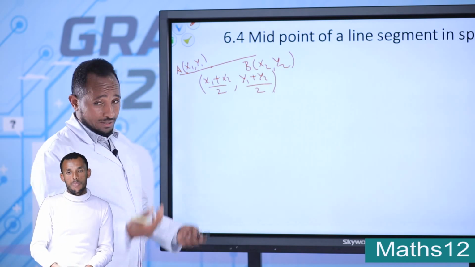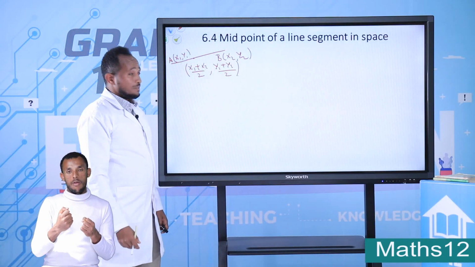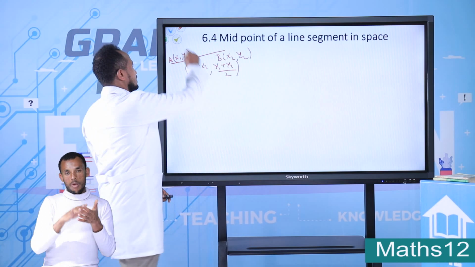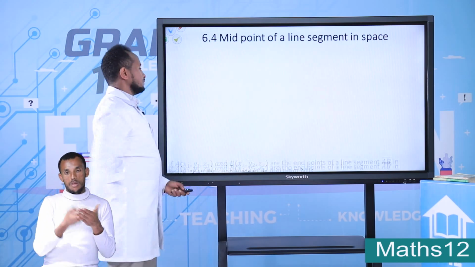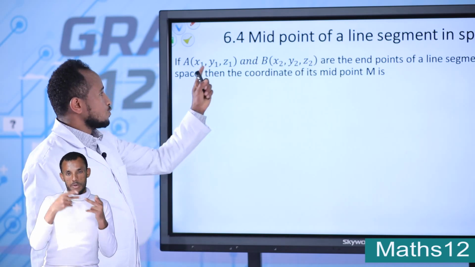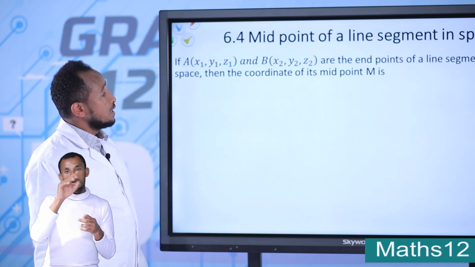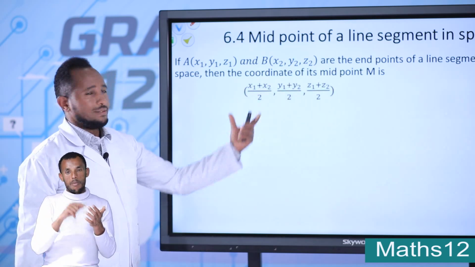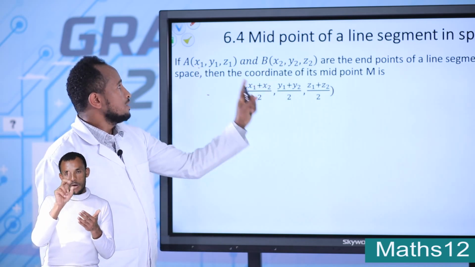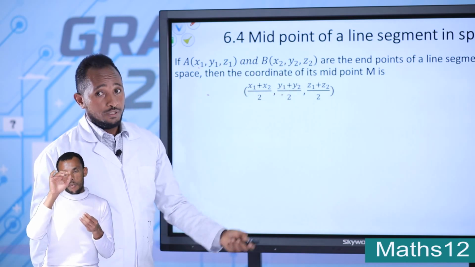So in the same analogy, we can find the coordinate of the midpoint in space using this equation. If we have 2 points in space, A and B, x1, y1, z1, and x2, y2, z2, to find the midpoint coordinate, we apply this formula. Simply take the average: x1 plus x2 over 2, y1 plus y2 over 2, z1 plus z2 over 2. So this is simple.